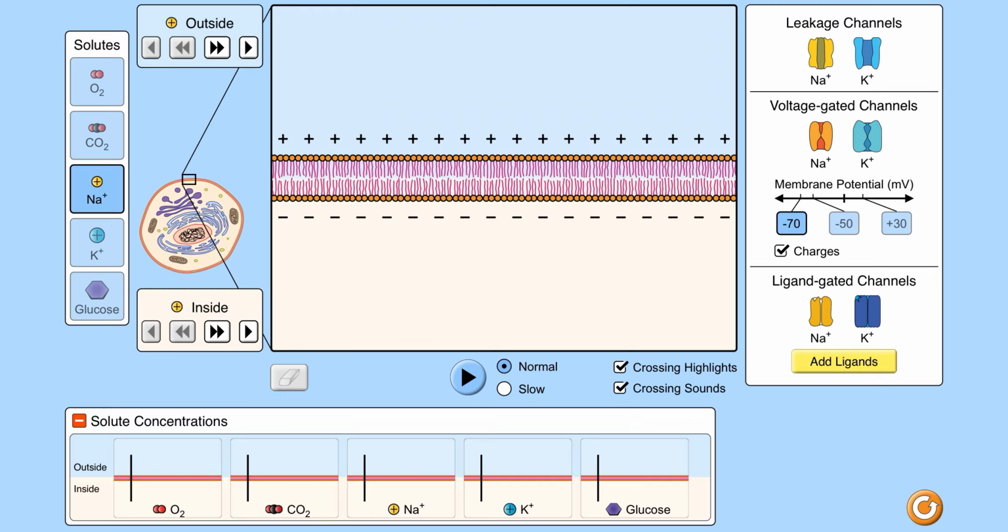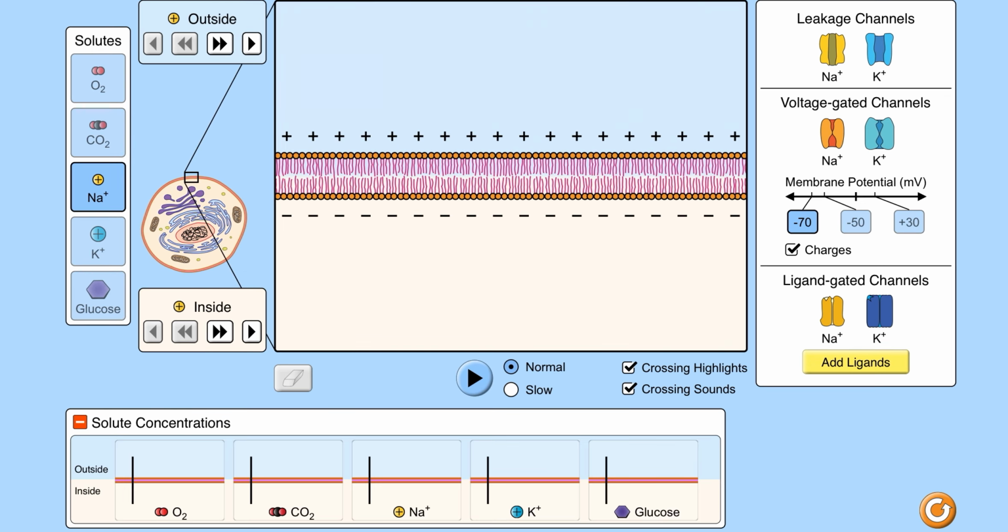Today we are going to learn about facilitated diffusion using an interactive PhET simulation. So let's start.